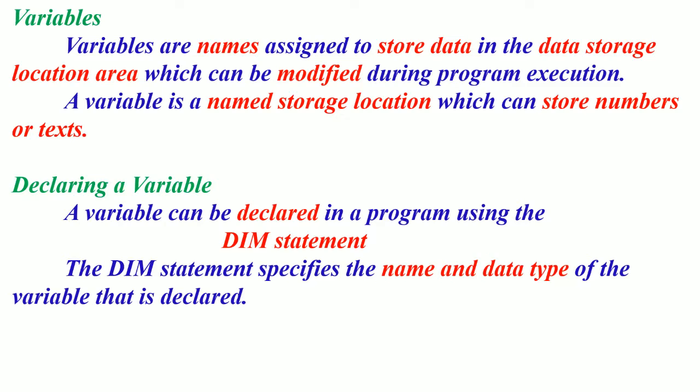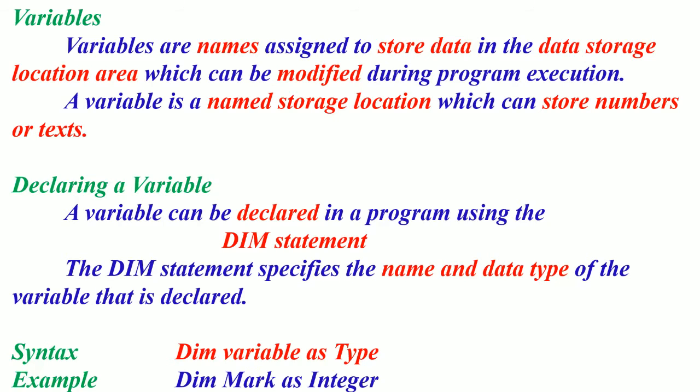Let us see the syntax for the Dim statement. Dim variable as type. Here Dim and As are the keywords. Then variable represents the name of the variable and type represents either a numeric data type or non-numeric data type. Let us see an example. Dim mark as integer. Here Dim and As are keywords and mark is the name of the variable of type integer.